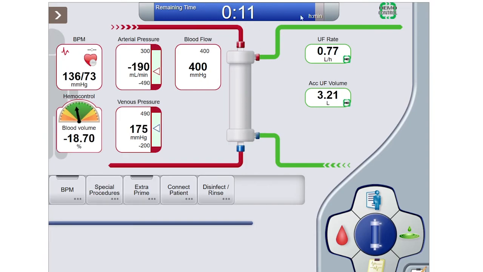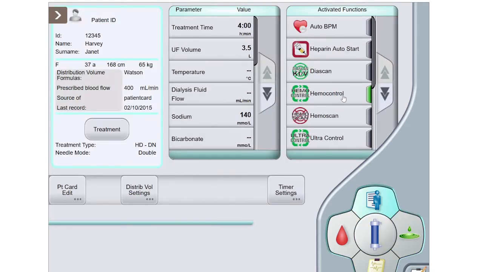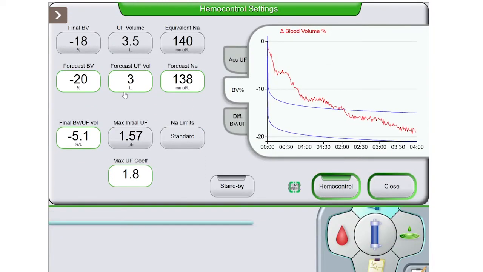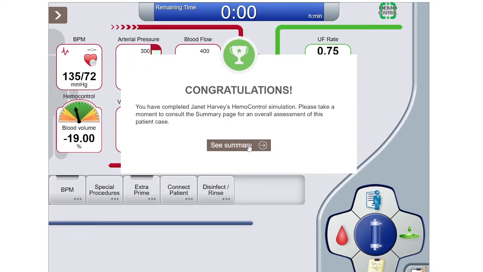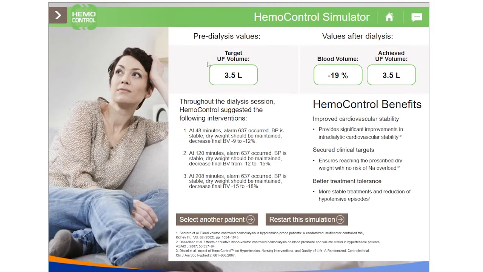I would say it's surprising to me. It's somewhat impressive. In the last 30 minutes, we are going to miraculously make that jump to 3.5 from our original forecast of 3. So again, I don't think this is wholly accurate, but it's going to tell us that we made our jump. So congratulations, we've done it successfully. So our target UF volume was 3.5. We've come up with a blood volume of minus 19. And achieved our UF volume of 3.5 liters.